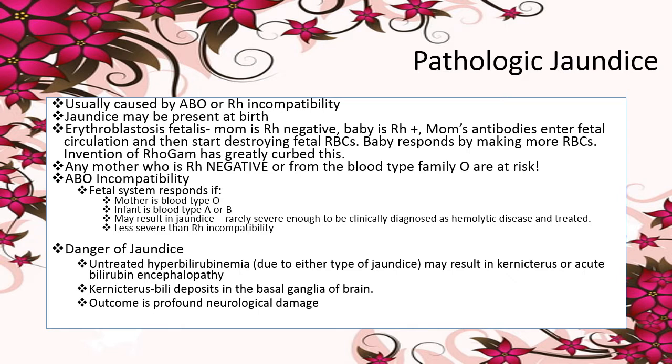So the danger of jaundice: untreated hyperbilirubinemia, due to either type of jaundice, can result in kernicterus or acute bilirubin encephalopathy. In kernicterus, bili deposits in the basal ganglia of the brain. Outcome is profound neurological damage. They must get treatment.